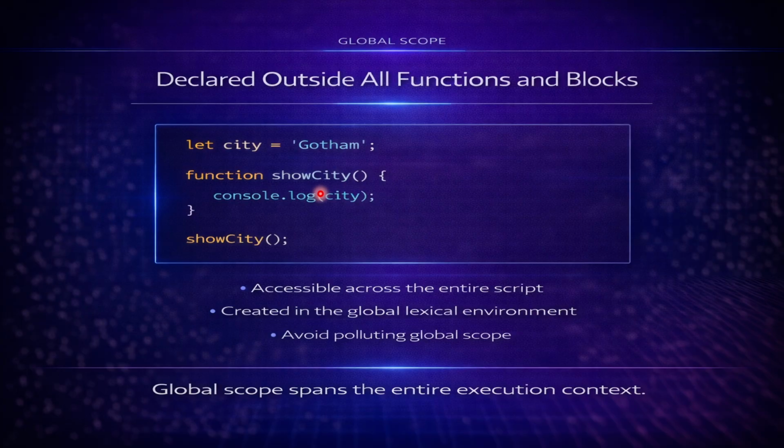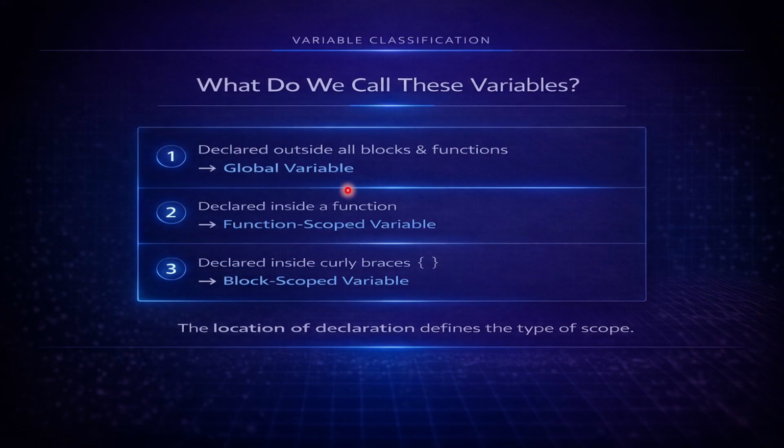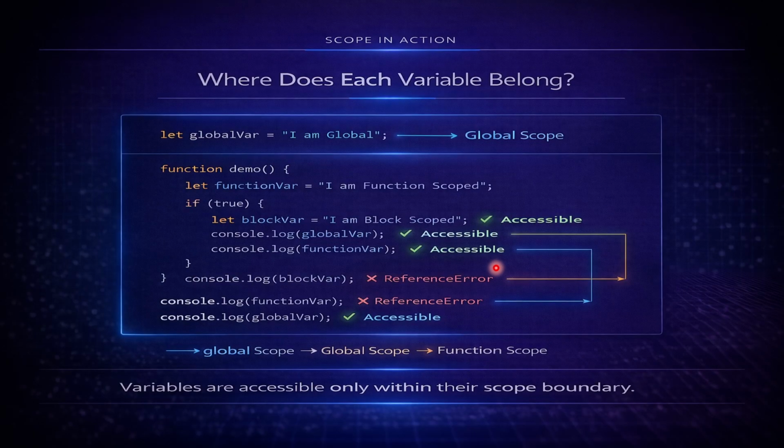Everywhere it will be accessible. It's exactly like what we have in C# with the public keyword. It is accessible throughout the script. I hope the difference between global, functional, and block scope is clear. Let me give an example to see all the different kinds of scopes.